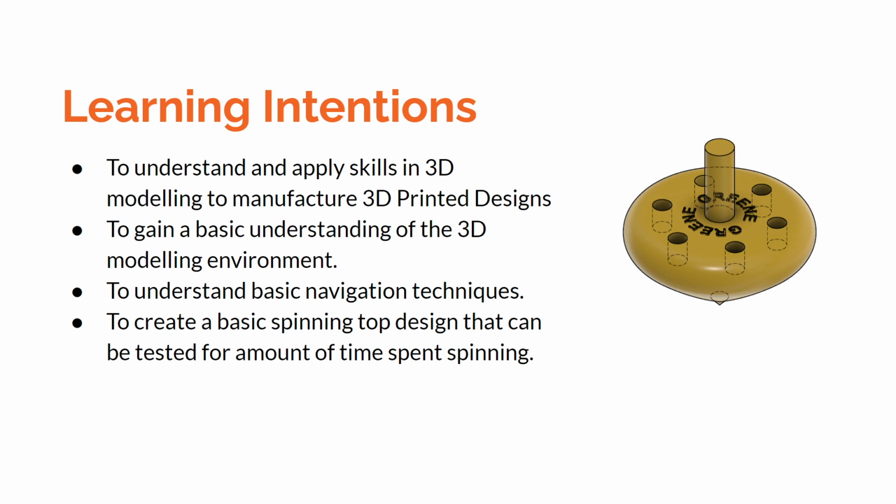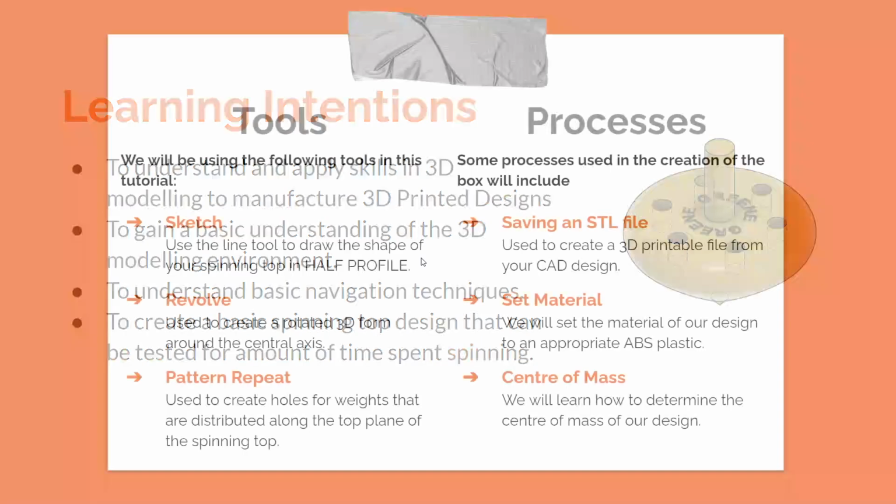We're also going to go through basic navigation techniques. We're going to create our first basic spinning top with the full functionality that we need. And hopefully by the end of the tutorial, you'll have everything you need to do it. We're also going to go through saving our spinning top as an STL file as well. I'll take you through rendering and engineering drawing at a later date.